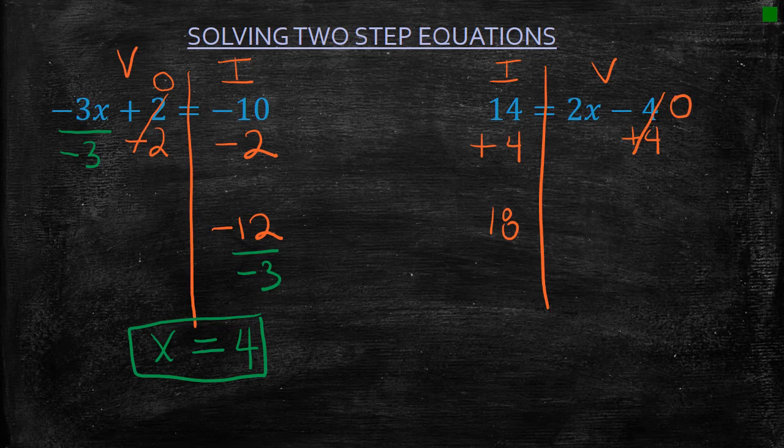Now the last thing I'm going to do is I'm picturing 2x. I see 2x, which I'm picturing as 2 triangles. So I know I'm going to divide by 2 on both sides. And x is going to equal 18 divided by 2, which is 9. And that's your quick review.